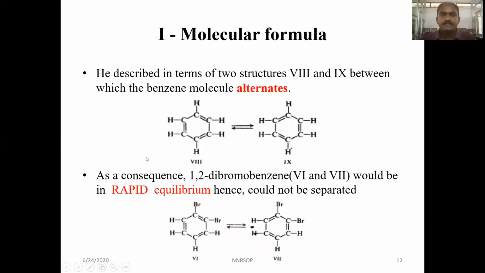So based on that, the benzene structure is not a single structure, it is two structures which are alternating with each other. As a consequence, the 1,2 dibromobenzene structures will be in rapid equilibrium, and they are not separated. So the point here is, when benzene undergoes disubstitution, each disubstituted molecule will be in equilibrium.